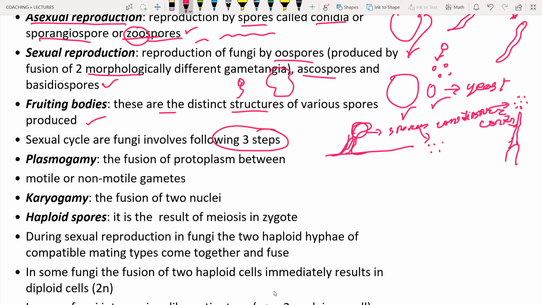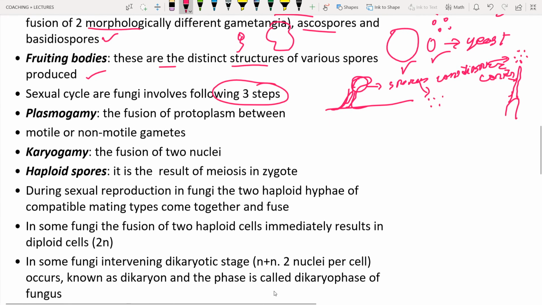One is plasmogamy. Plasmogamy means a union or the fusion of the plasma. Let us consider this is one mycelium and this is another mycelium. What will happen? The protoplasm is going to fuse with each other. There is a fusion and an exchange of the protoplasm. If there is an exchange of the protoplasm between two organisms of the fungi, that is known as plasmogamy. Plasmogamy means a fusion or union. Next is the motile or non-motile gametes. That is also another type of sexual reproduction or sexual cycle.